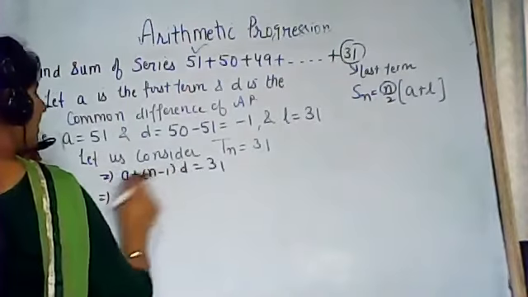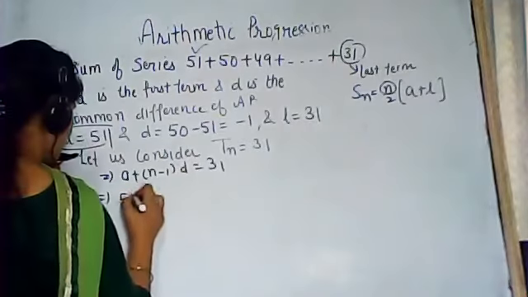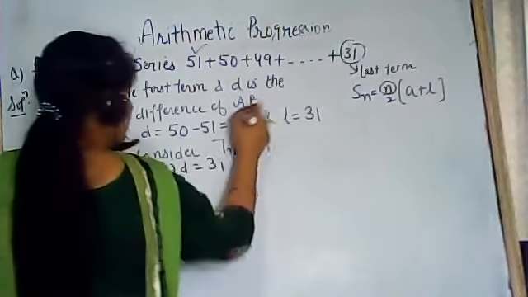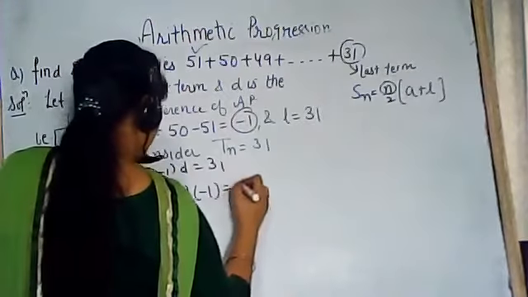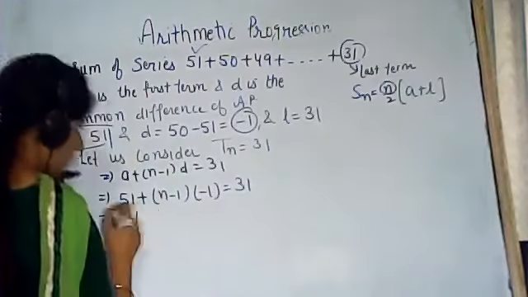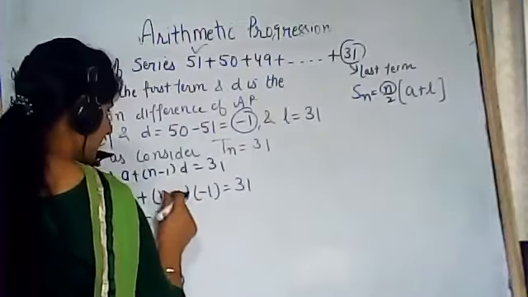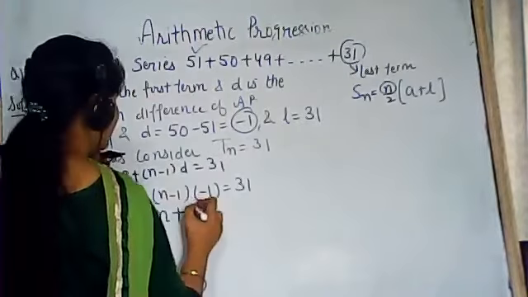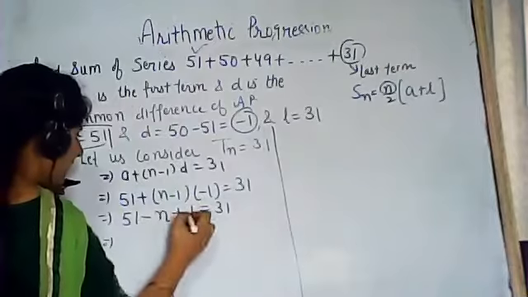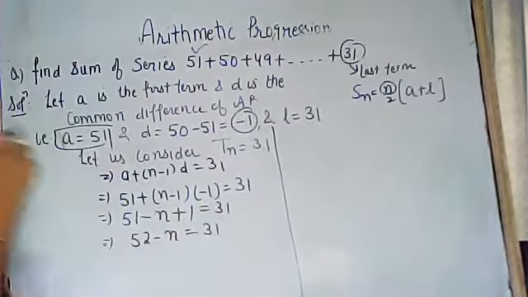Now substitute the value of A and D in this formula. What is A? This is equal to 51, and we shall evaluate the value of N. And what is D? This is equal to -1. The right hand side will be the same. Now simplify. 51 plus minus minus N into 1, this is equal to N. Minus minus plus 1 into 1, this will be equal to 1. 51 plus 1, this is equal to 52 minus N, and this is equal to 31.